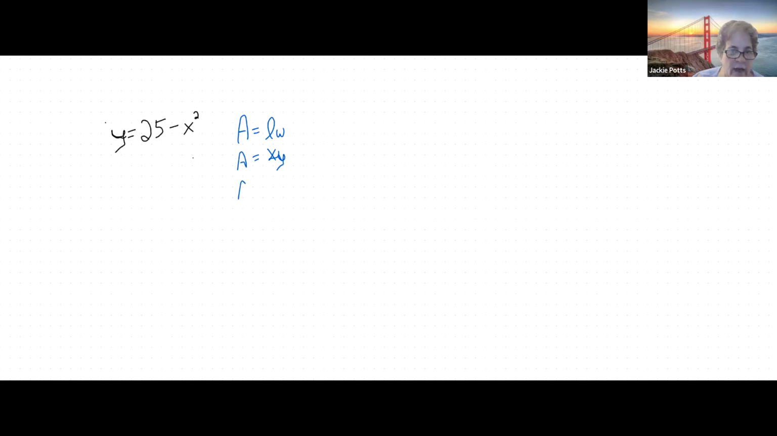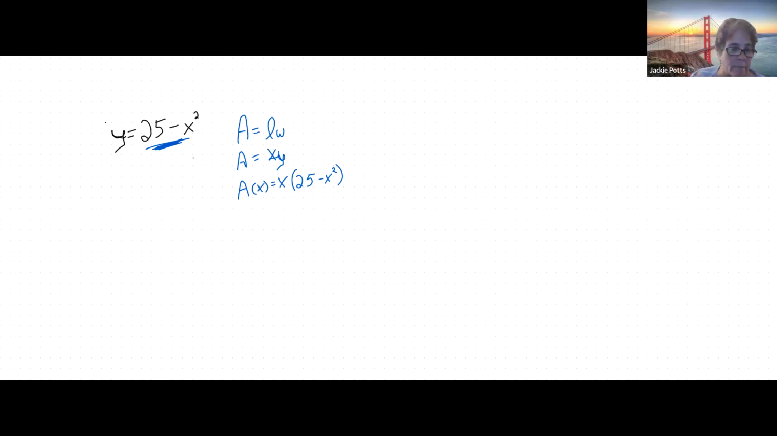So to make this a function of x, that means I've got to get rid of the y. So this is where the equation comes in. I can substitute that chunk for my y. I now have a function of x. Now, you can distribute the x through, but I'm going to leave it for a reason. Once I get rid of the y, I now have a function of x. That is the answer to A.